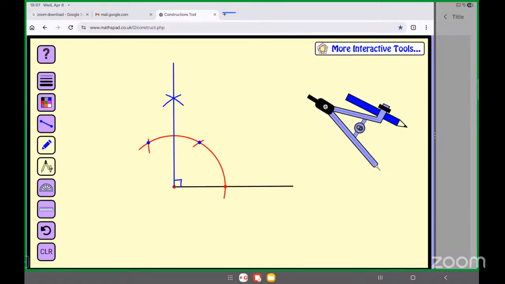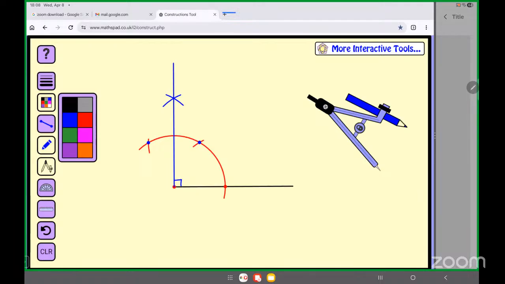Now if I want to get 45 degrees, I need to bisect this arc from here to here. That's a 90-degree arc. I need to bisect it. So I need to bisect from these two points. All right? So I'm going to bisect that now.